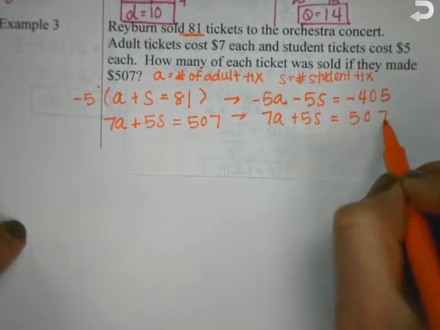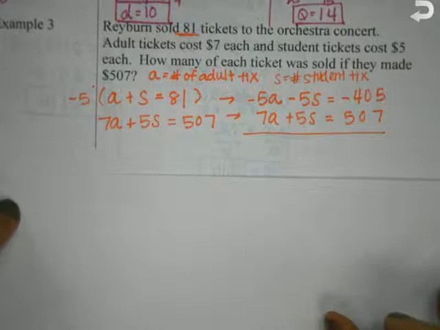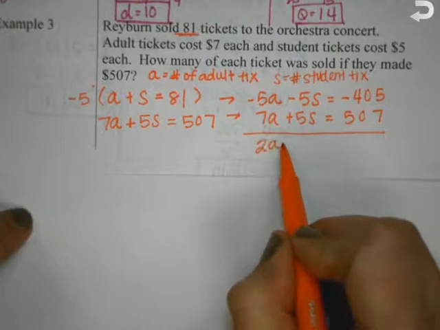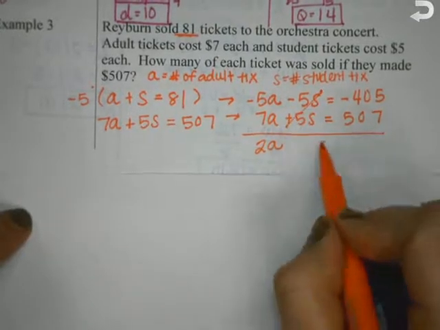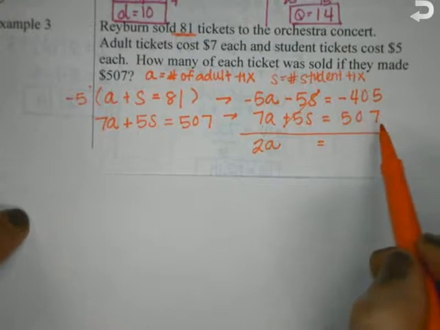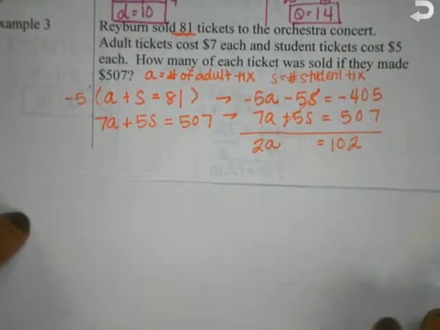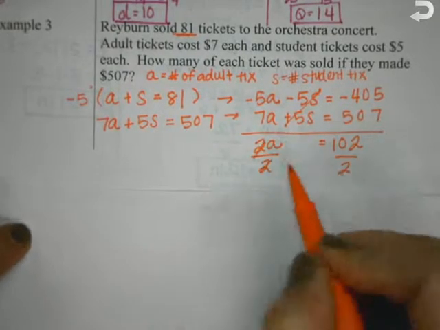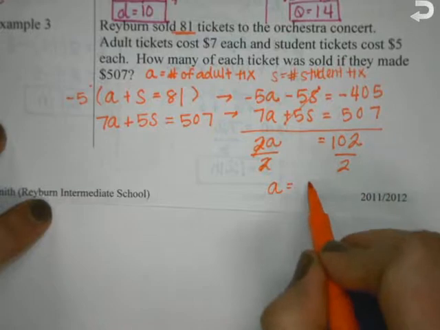Okay, -5A plus 7A is 2A. -5S plus 5S cancels. -405 plus 507 is 102. I think I got it. Divide both sides by 2. So A equals 51. 2 goes into 10 5 times. So A equals 51 tickets sold for adults.